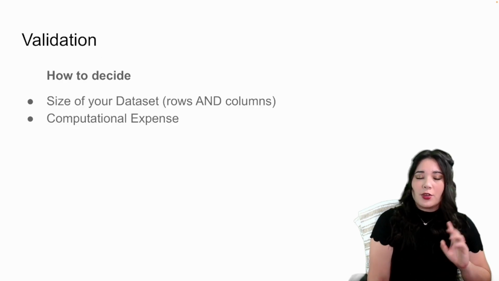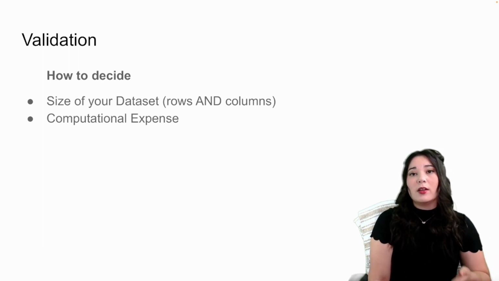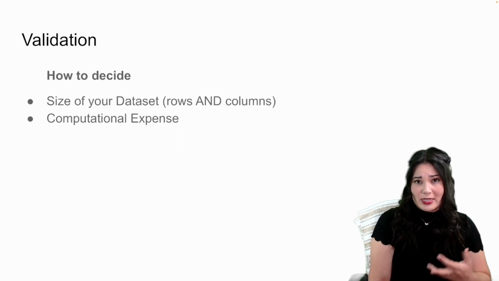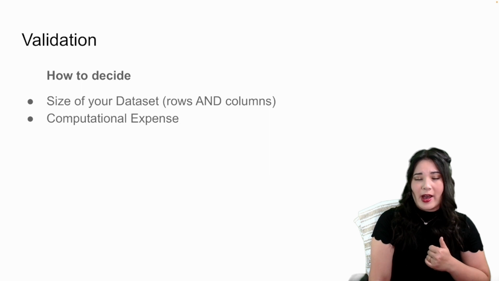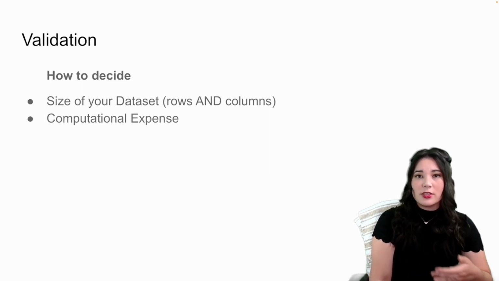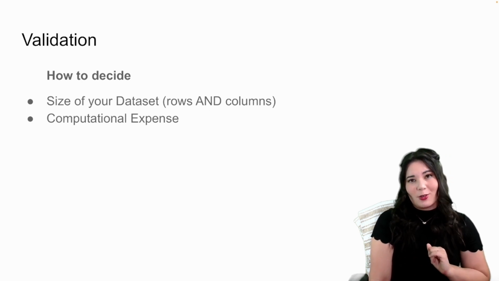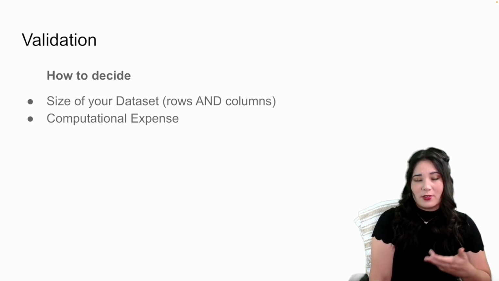And on that note, you might be thinking, we just learned 3 different methods of model validation. How do I choose one? Well, 2 things you want to keep in mind are, 1, the size of your data set, both the number of rows and the number of columns that you have. If you have a ton of data, like millions or hundreds of thousands, leave one out cross-validation is probably not going to be great for you because you're going to have to fit a ton of different models.